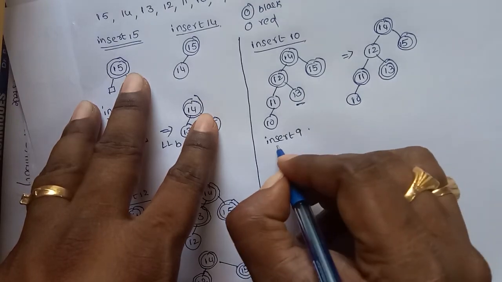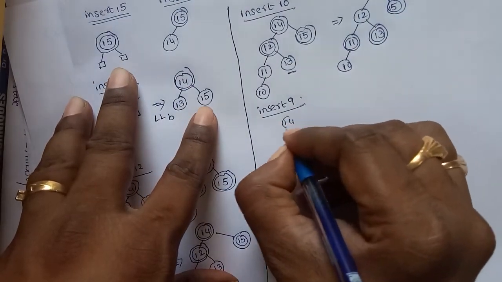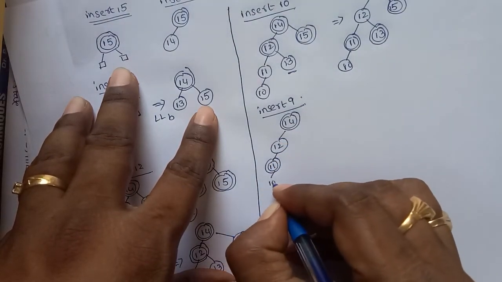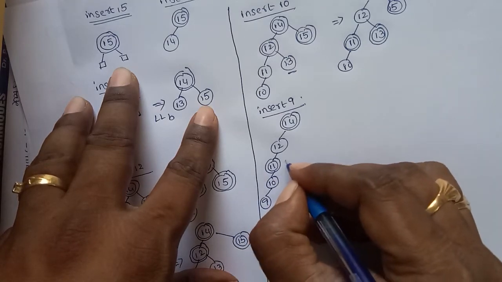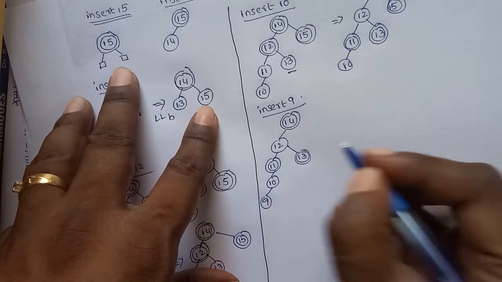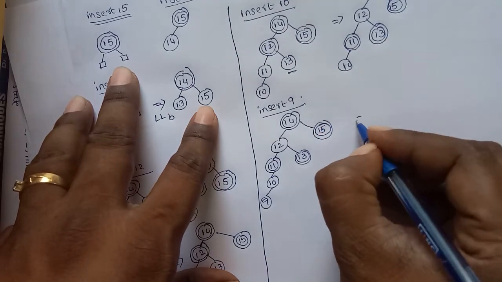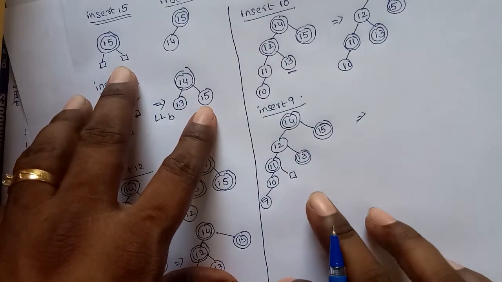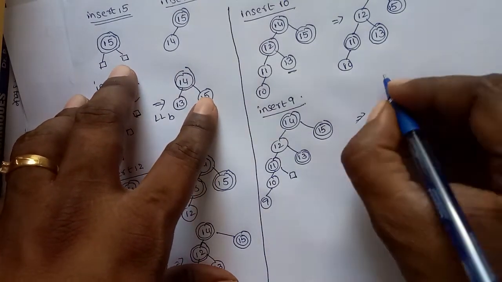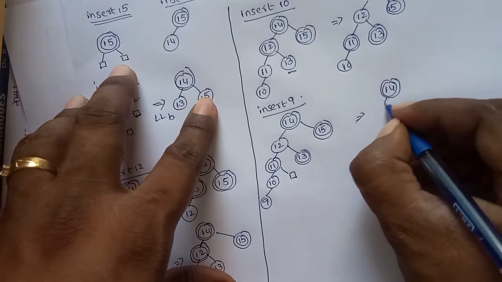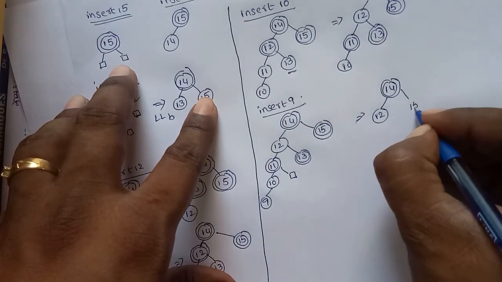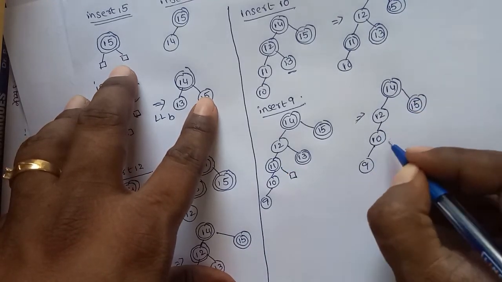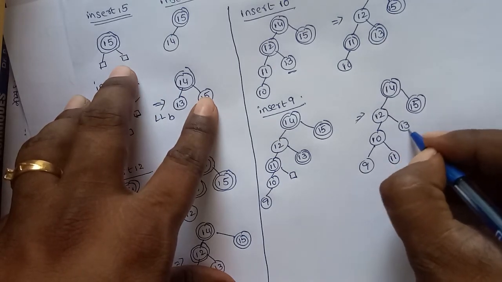Now insert 9. 14, 12, 11, 10, 9, 13. So again two consecutive red nodes, and the color of the uncle node is black. What do we have to do? Perform rotation operation. After performing rotation: 14, 12, 15. After performing rotation, 10 is the root, 9, 11, and this 13 is as it is.